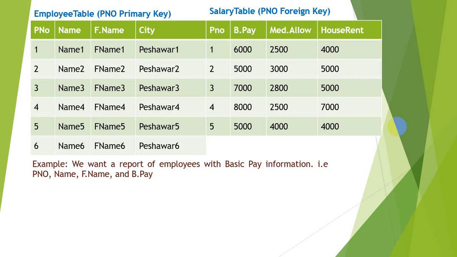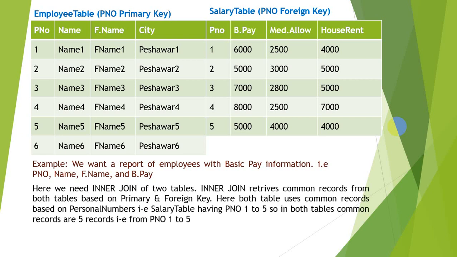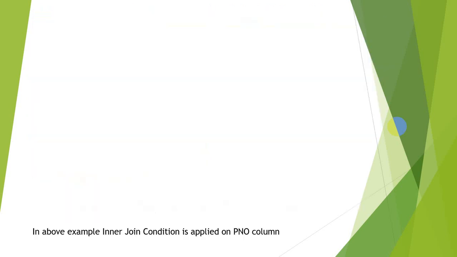So we have to produce common results which are available in both tables, which is basically person numbers 1 to 5 in the employee table and person numbers 1 to 5 in the salary table. So we need common records in both tables. For common records available in both tables, we use an inner join. Inner join retrieves common records from both tables based on the primary and foreign key. Here both tables use common records based on person number, that is salary having person numbers 1 to 5. So in both tables the common records are 5 records, as we discussed earlier.